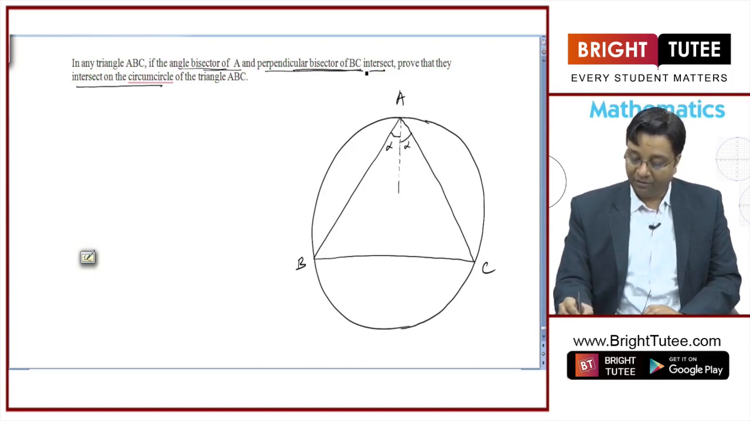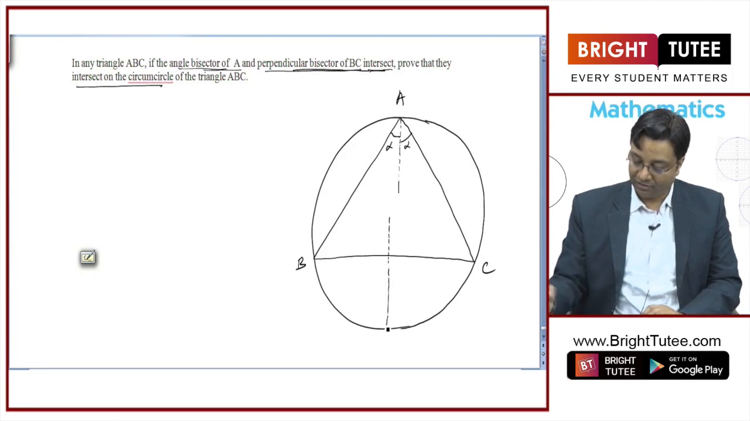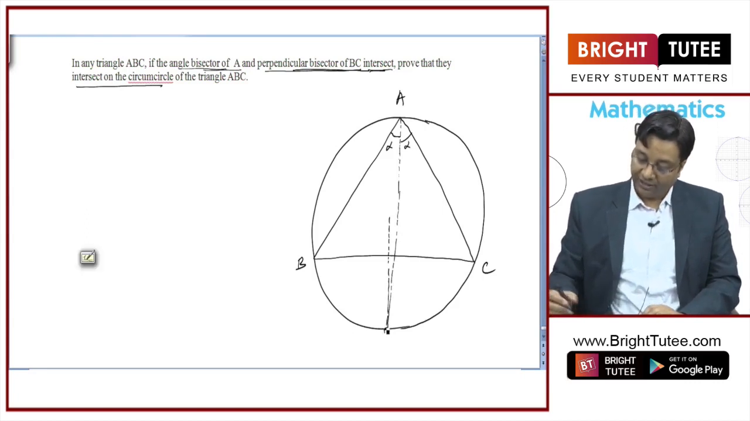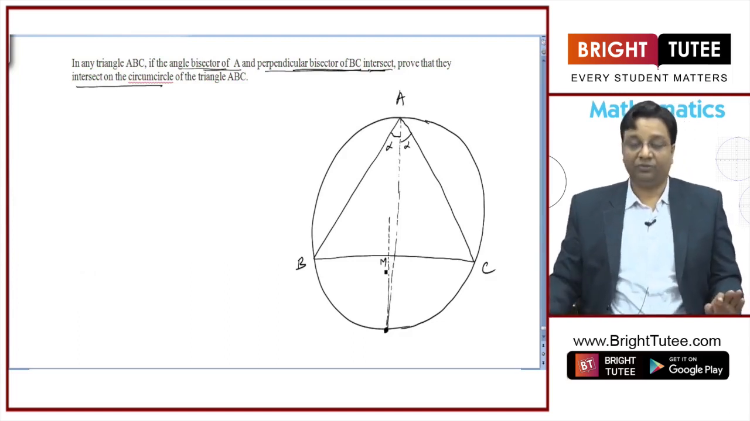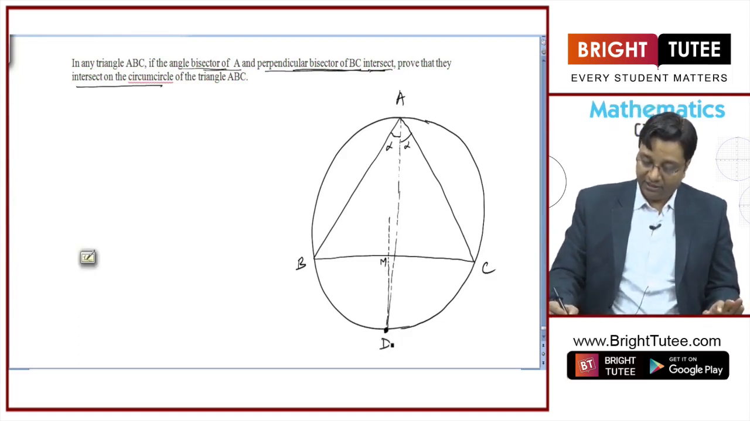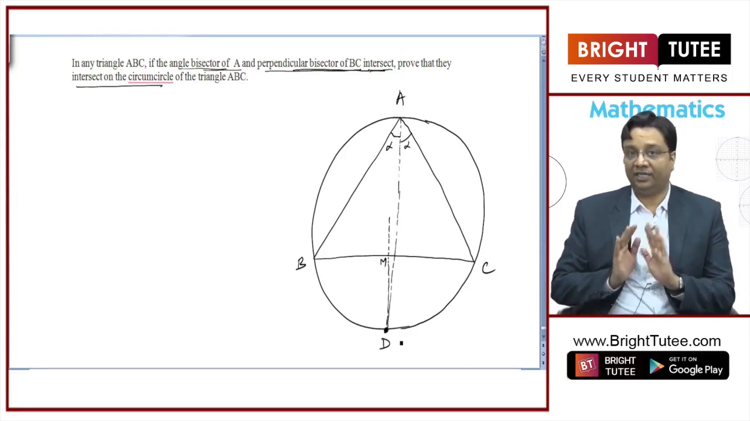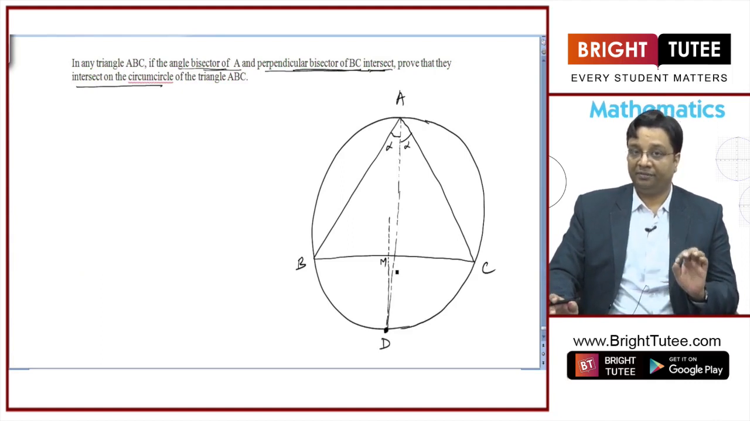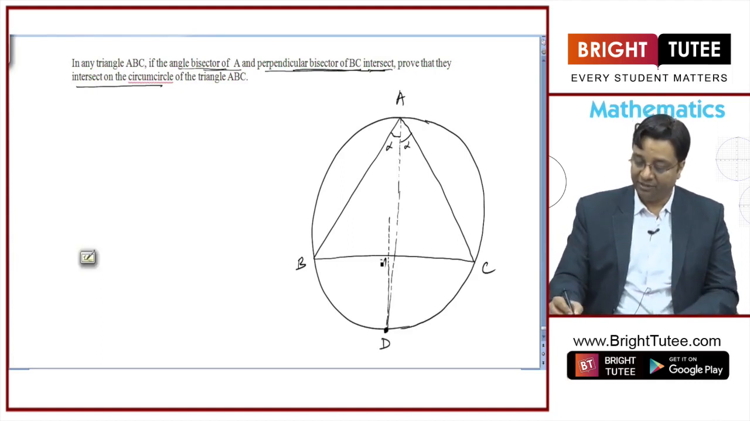Okay, and perpendicular bisector of BC. So perpendicular bisector of BC, they intersect at the circumcircle. This is what we need to prove, right? So let this point be M. Now how can I prove it? Let us say this AD is the angular bisector of angle A, and DM is a median, or DM divides side BC into two equal parts. BM is equal to MC.